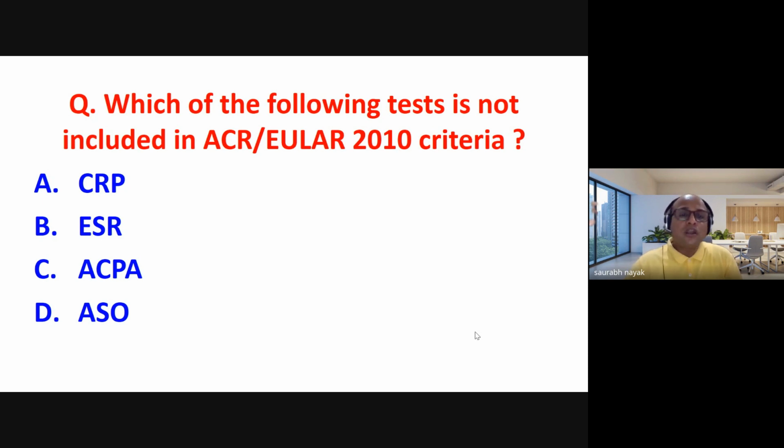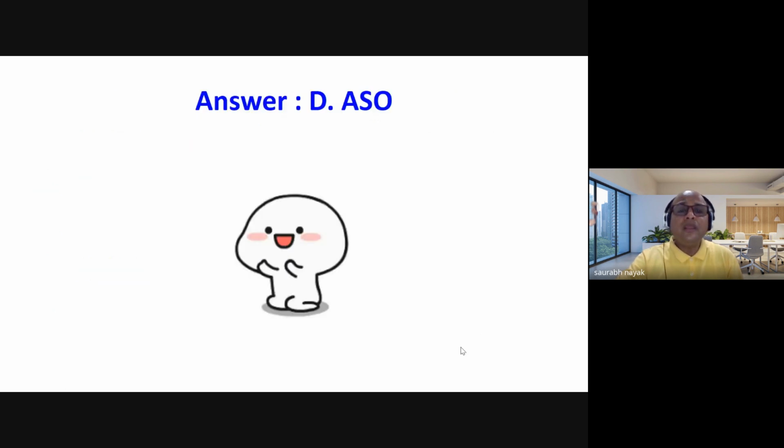So now let us solve a sample multiple choice question. Which of the following test is not included in ACR Eular 2010 criteria? Option A, CRP. Option B, ESR. Option C, ACPA. Option D, ASO. By this time, we all know CRP is very much included, ESR is very much included, ACPA is very much included in the ACR Eular 2010 criteria. But the test that has got no mention in the criteria is ASO. Hence, the answer should be option D, ASO.